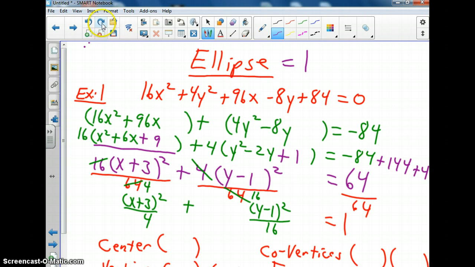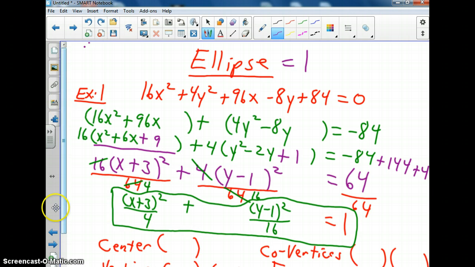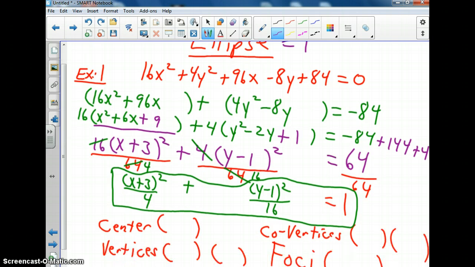All right. And guess what? That's the equation. Okay, all right, so you have to figure out the center, and the center comes from negative 3 and from the 1, okay, from the x plus 3 and that y minus 1. That's what you're going to see here. There we go.